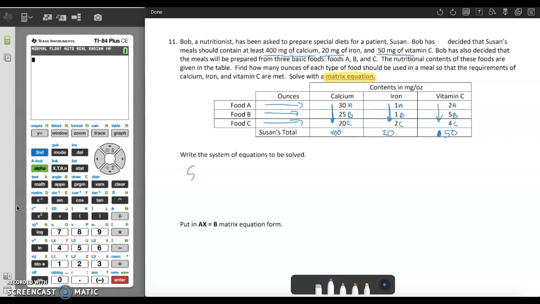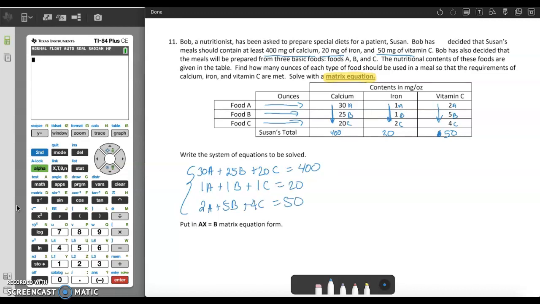So it looks like our system of equations then is 30A plus 25B plus 20C equals 400, going down that first column. And then we have 1A plus 1B plus 1C equaling 20. And then we have 2A plus 5B plus 4C equaling 50. So there's our system.